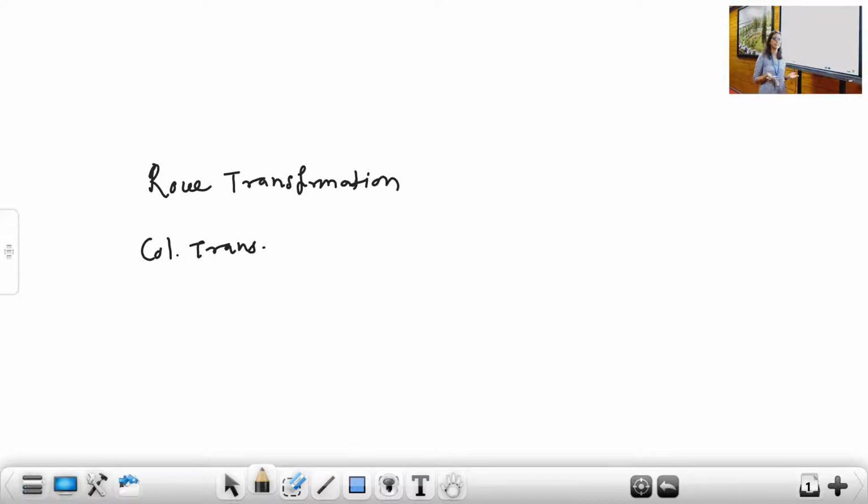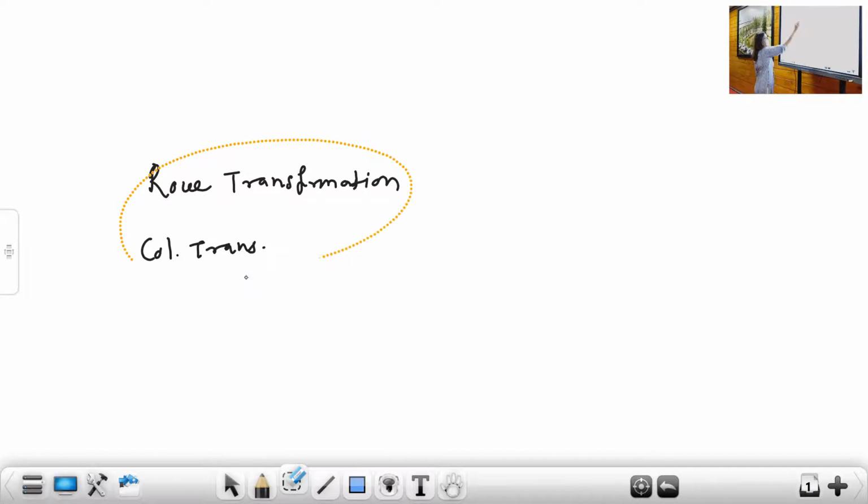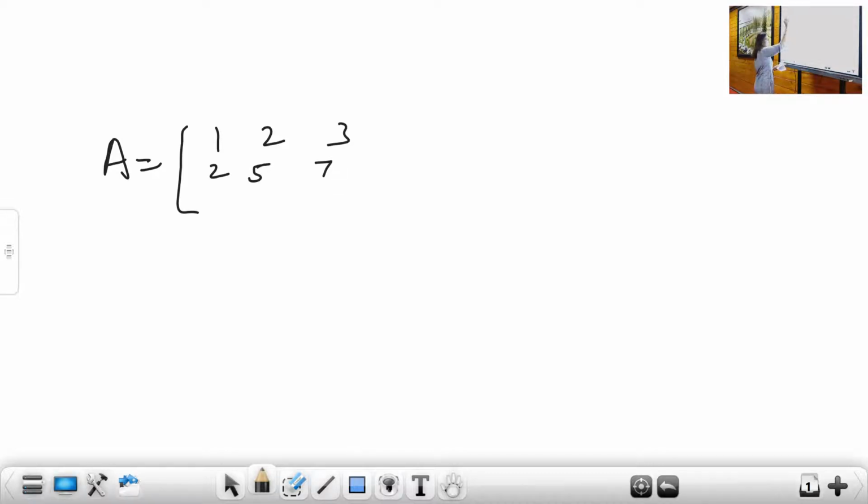Okay. Now what is this? Row transformation and column transformation means... Now I tell you what it is with an example. Now suppose I take some matrix. Some simple one I am taking first, a small one. I am taking the matrix A as 1, 2, 3; 2, 5, 7; and 3, 1, 2. This is a simple matrix of order 3 that we have taken.